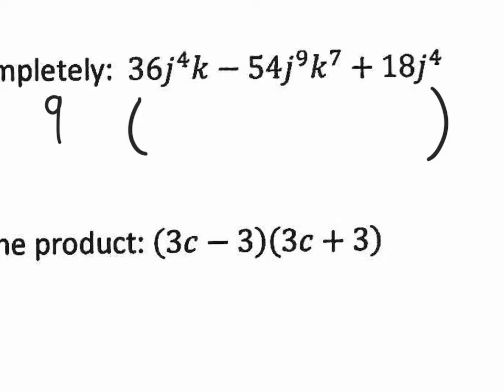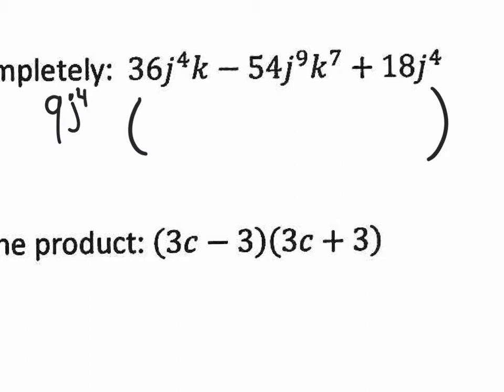But there's also variables that are in common in all three terms. So when we look at the first term, we have j to the 4th, we have j to the 9th, and we have j to the 4th. So what's the maximum amount of j's that we could pull out from all three terms? We could pull out a maximum amount of 4 j's. So we're going to put j to the 4th on the outside.